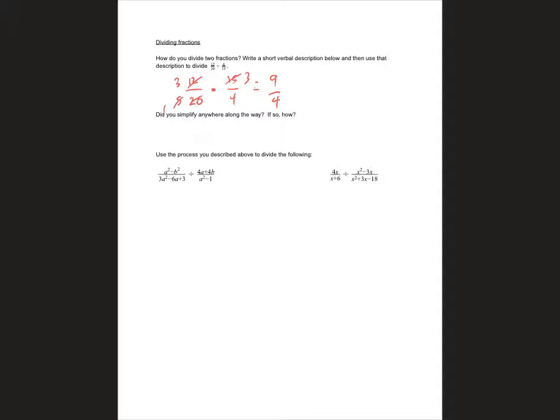Now, I like to factor first, just like I always do. So the top of this first fraction, a squared minus b squared, is a difference of two squares. The bottom of the first fraction has a common factor of 3, and when I pull that 3 out, I'm left with a squared minus 2a plus 1, which factors into a minus 1 times a minus 1, divided by 4 times a plus b, common factor, and then a squared minus 1 is a plus 1, a minus 1.